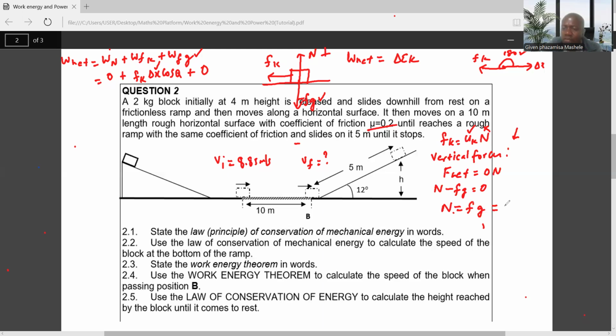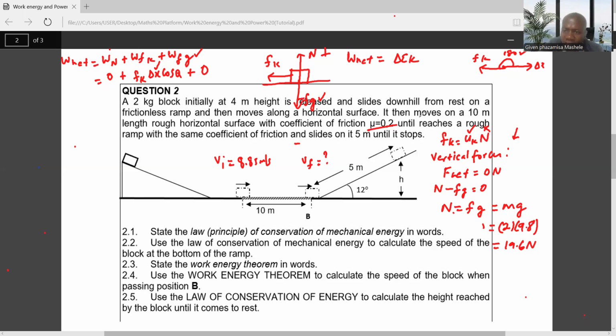And what is the force of gravity? Force of gravity is mg. The m is 2 and the g is 9.8. 2 times 9.8 is 19.6, if I'm not mistaken. So now we know the magnitude of the normal force. Now we have to get the frictional force.